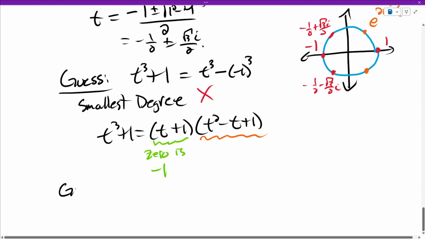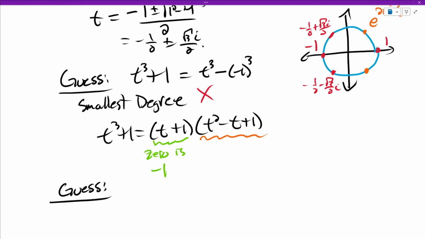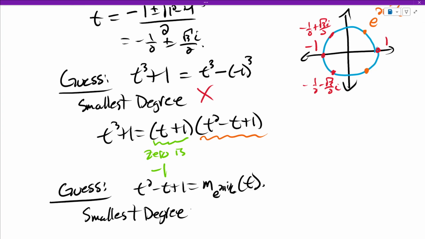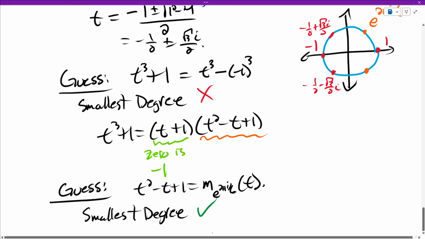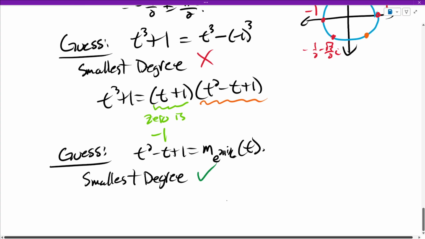So our next guess, and our final guess, because this is a quadratic and e to the 2 pi i over 6 is not a rational number because it has an imaginary part, is t squared minus t plus 1 for the minimal polynomial of e to the 2 pi i over 6. And this is going to be the one of smallest degree, because any smaller is linear, and linear guys would tell us that e to the 2 pi over 6 is a rational number, and it's not. Okay.